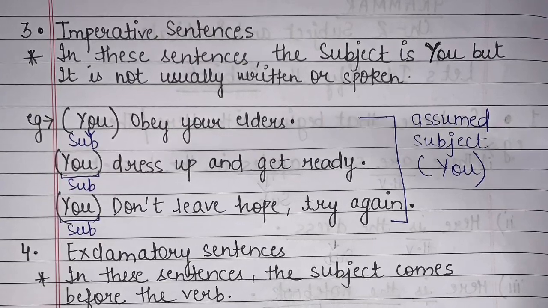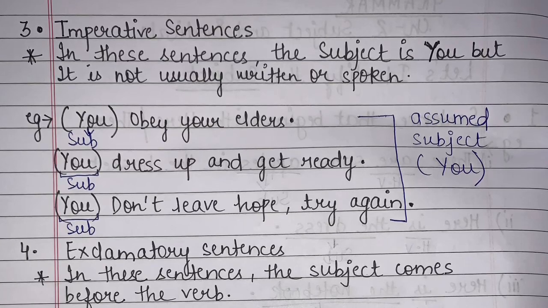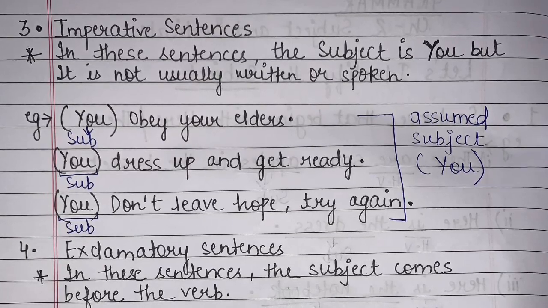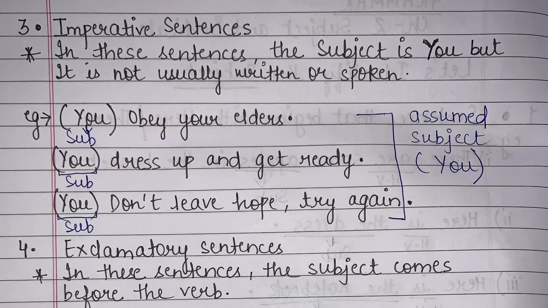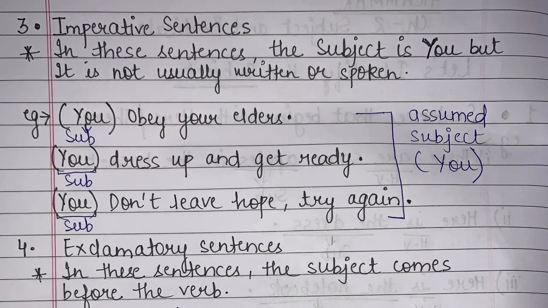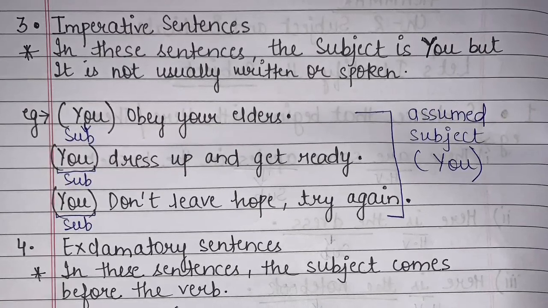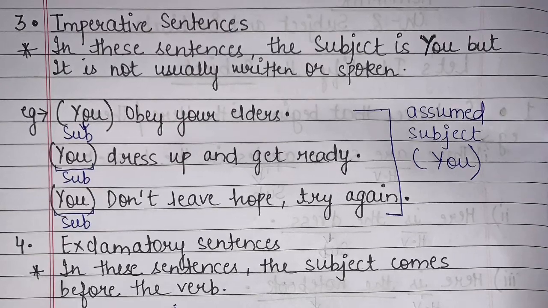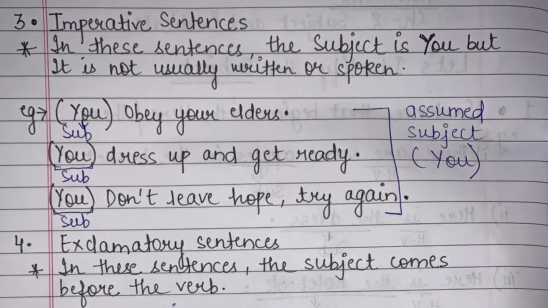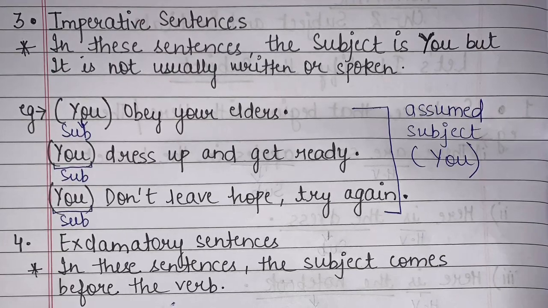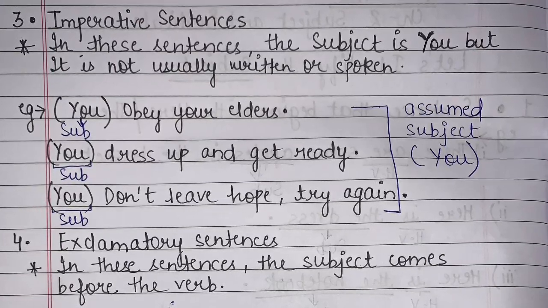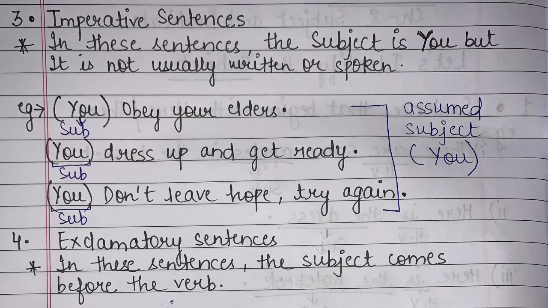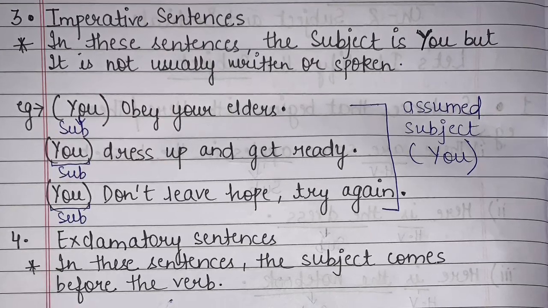So beta, make sure that whenever you are talking about imperative sentences and you have to find out the subject, in general what you have to do is add "you" by yourself. It is not mentioned anywhere, but you have to imagine, you have to assume, and you have to add "you" by yourself in front of your sentence. Is this clear? Yes? Is it making sense?